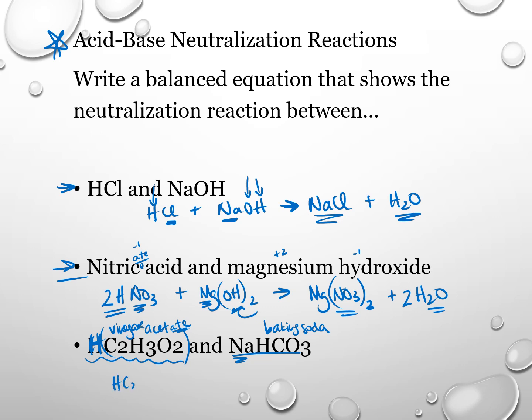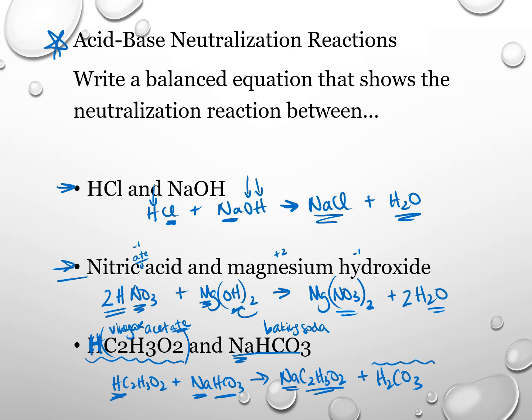So our HC2H3O2 and NaHCO3, vinegar and baking soda, are going to make... We're going to trade the sodium and the hydrogen. We're going to get NaC2H3O2. This is sodium acetate. And what's left over, this hydrogen jumps onto that hydrogen carbonate. We get H2CO3. You might be thinking, wait, we're supposed to make salt and water. Yes, we're going to make water.